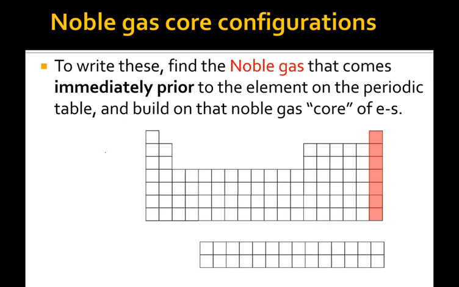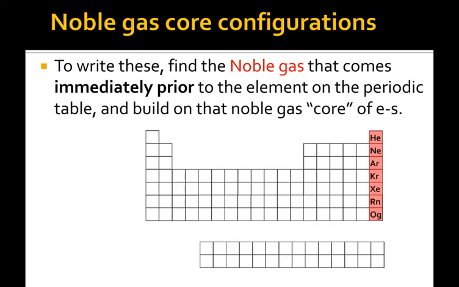What we need to do for a noble gas core configuration is figure out what that noble gas core is. For any element in the periodic table, you want to go backwards through the periodic table to the noble gas, one of these red ones, immediately prior to the element that you're trying to study. And we're going to build on that noble gas core of electrons.